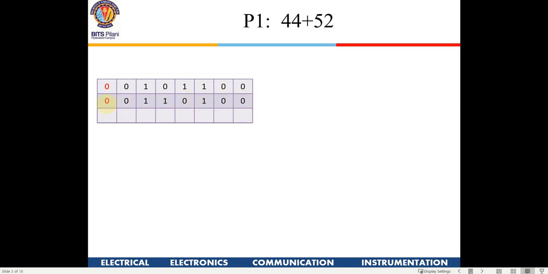This is the representation of 52, shown in the second line. When we add, it is just simple binary addition. There is a carry out here, which is shown in green on the top. Again, there is a carry out here. So we get this. Here, what we did not discuss in digital design is the auxiliary carry.